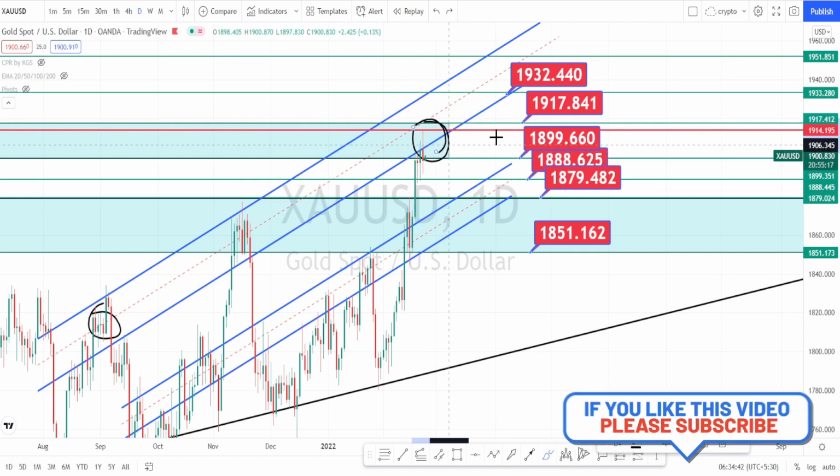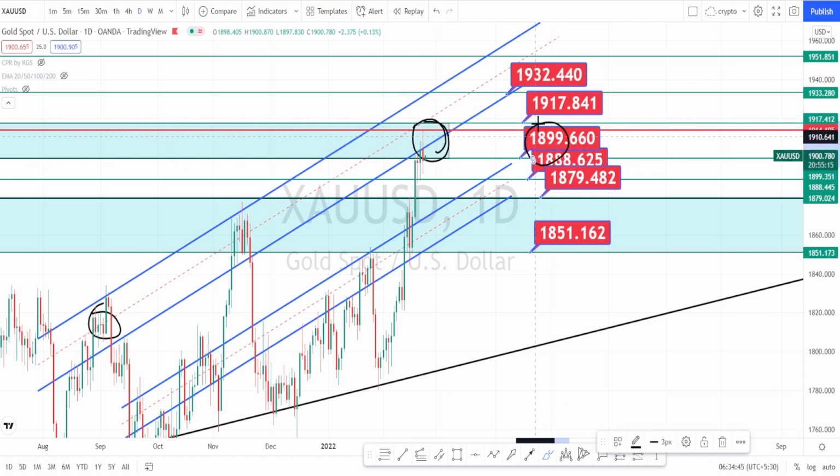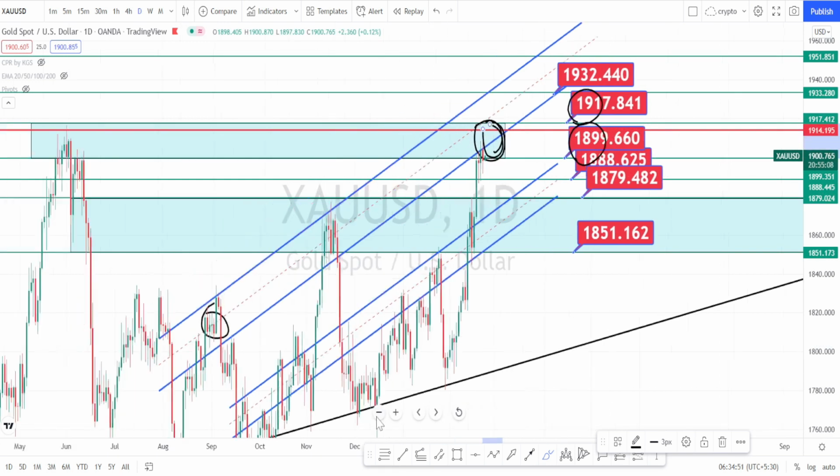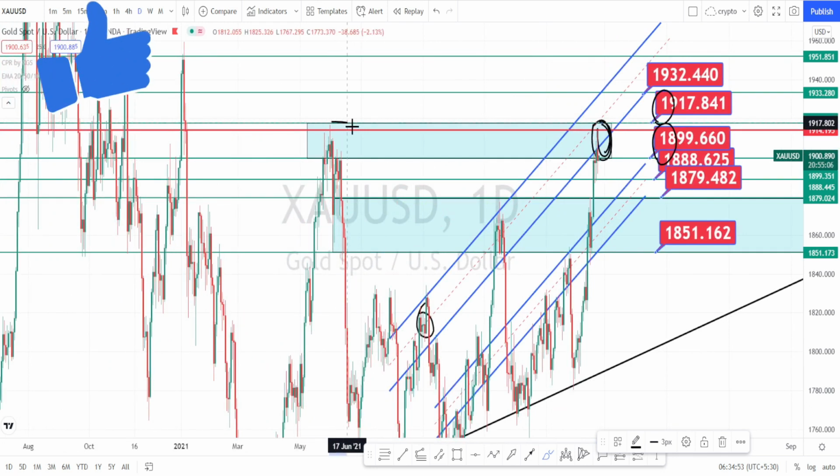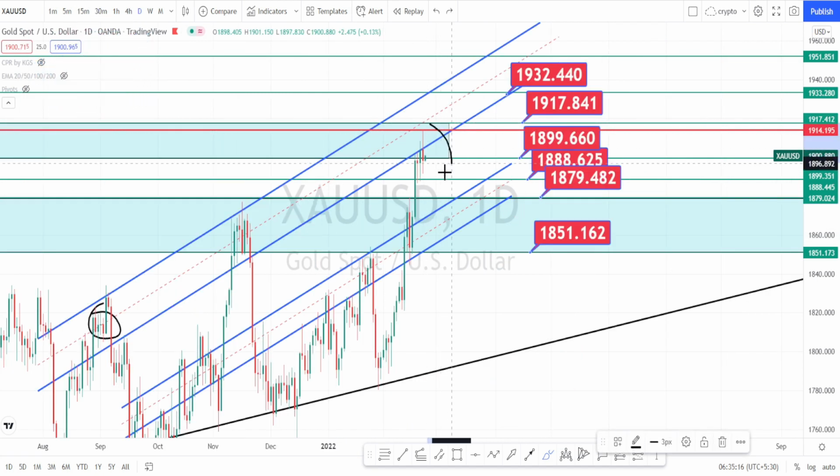This area between 1899 and 1917 is acting as a very strong resistance level, because when we look at the past price action, we already know that previously the price action has tested this zone and we had seen a trend reversal. So currently also when we notice the price action, the wick of the red color candle has tested the level of 1914 and it has made a bearish trend reversal.